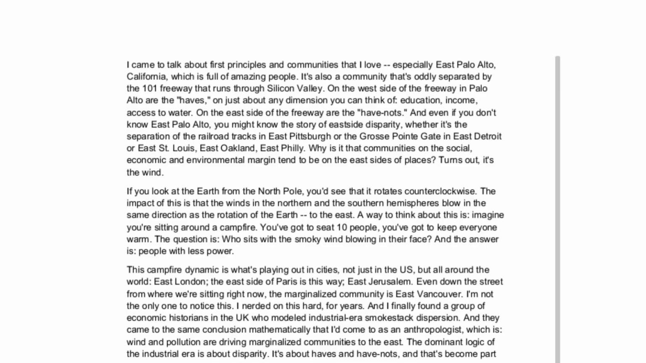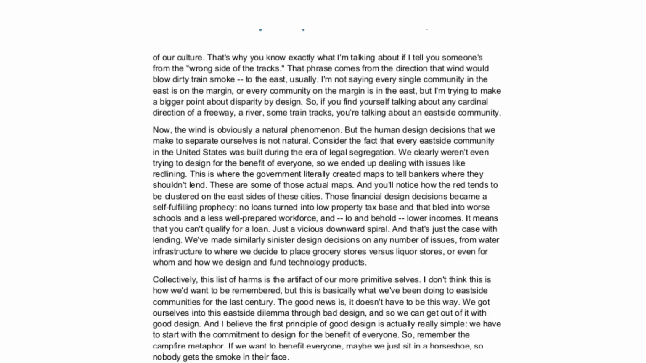The dominant logic of the industrial era is about disparity. It's about haves and have-nots, and that's become part of our culture. That's why you know exactly what I'm talking about if I tell you someone's from the wrong side of the tracks. That phrase comes from the direction that wind would blow dirty train smoke, to the east, usually.